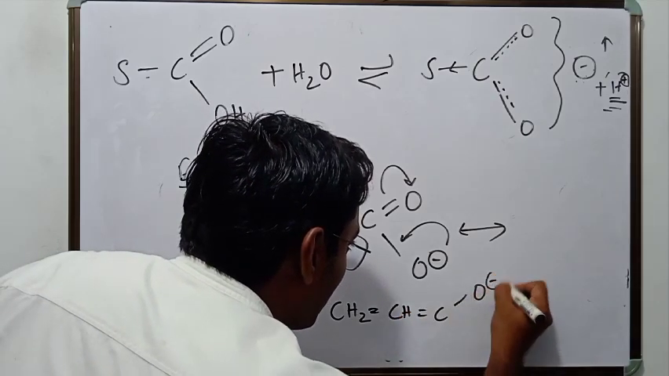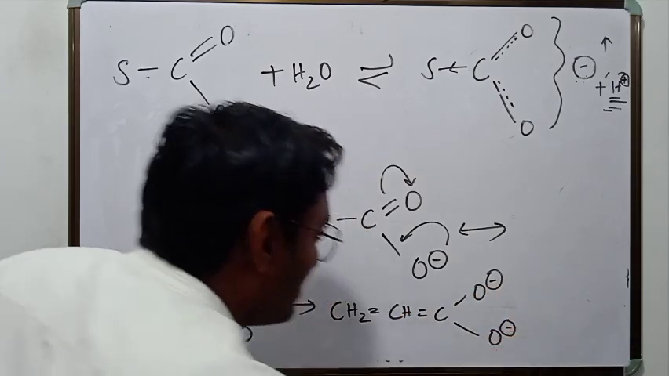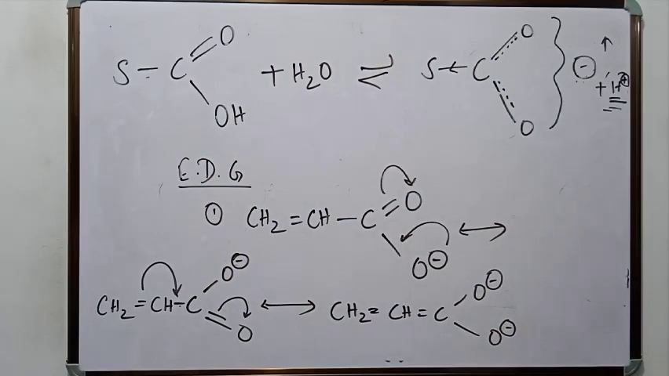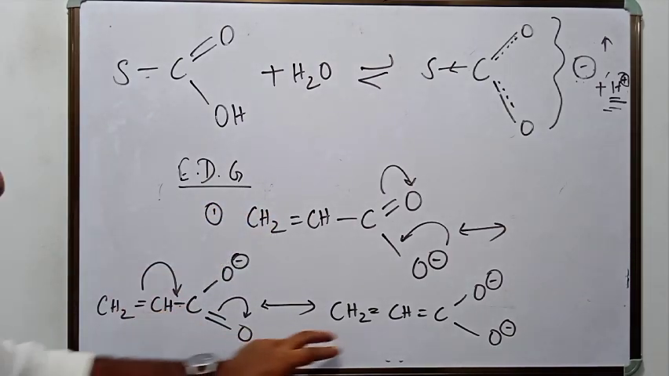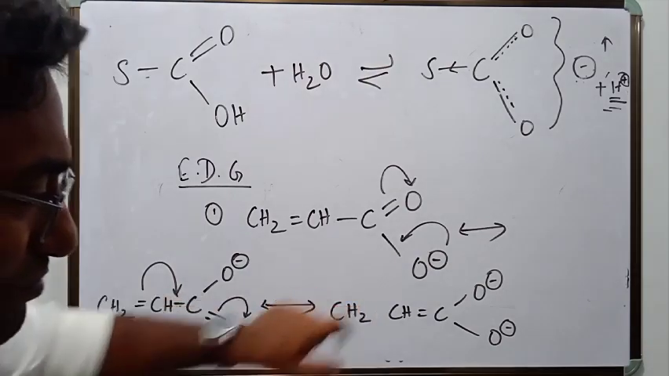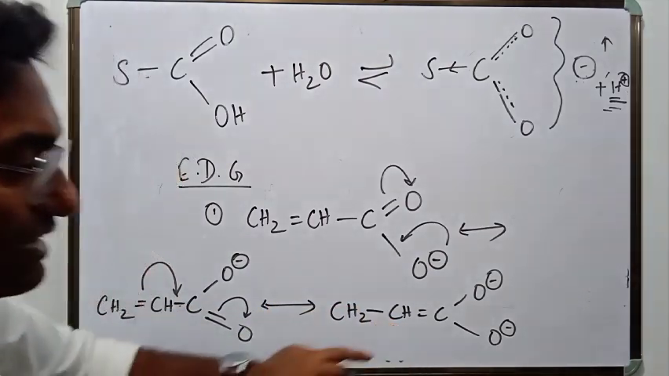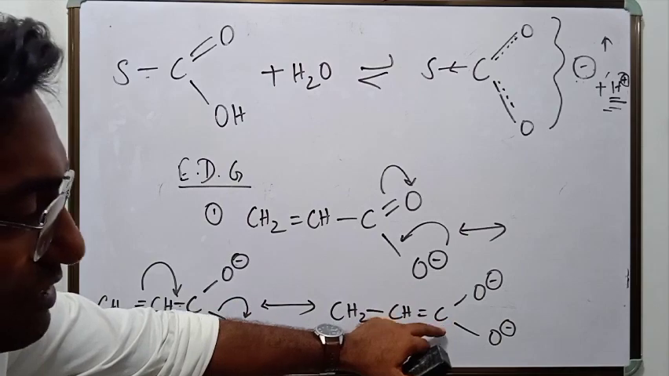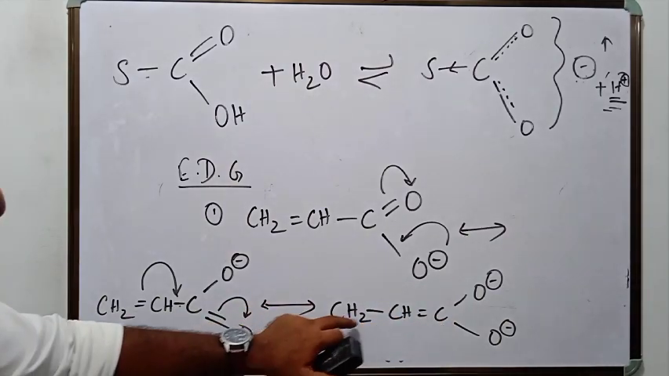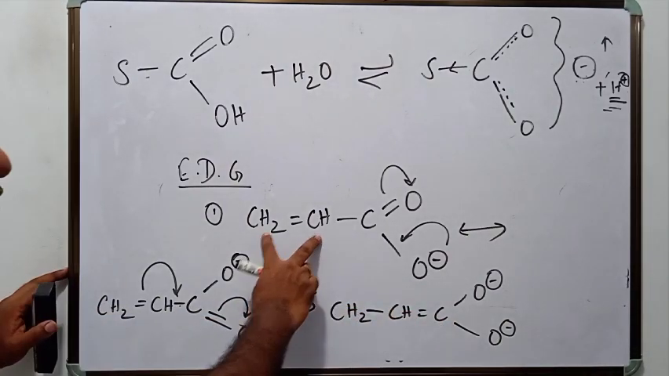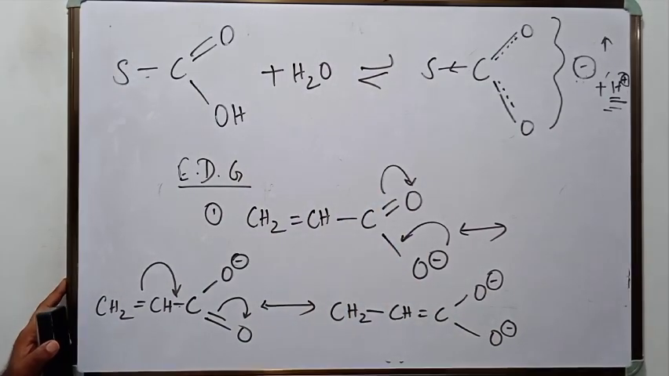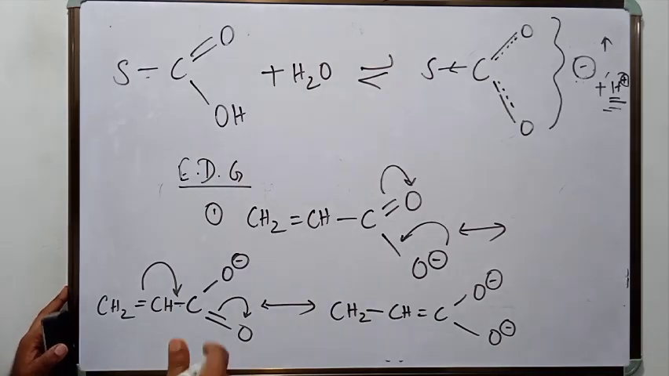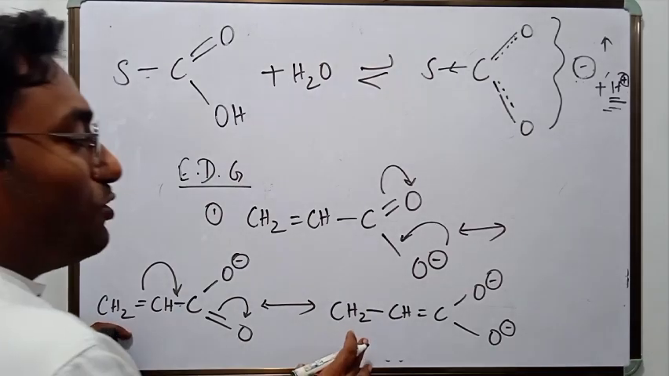look at the third resonating structure of the carboxylate salt. Till now there were only two structures of carboxylate salt. Now there are three resonating structures of carboxylate salt when the vinyl group is attached. So when the vinyl group is linked to the carboxylic acid group, three resonating structures are possible in place of two. So that would make the carboxylate salt very stable.